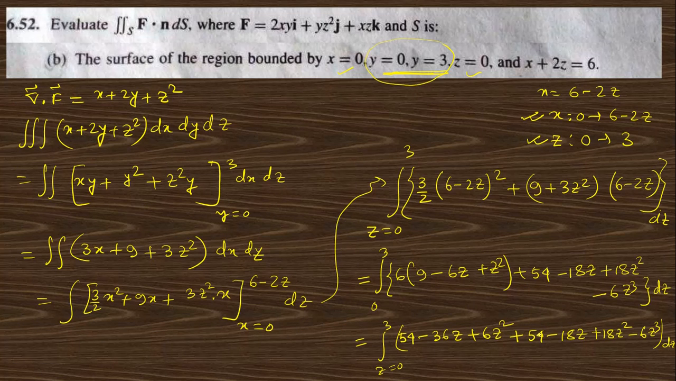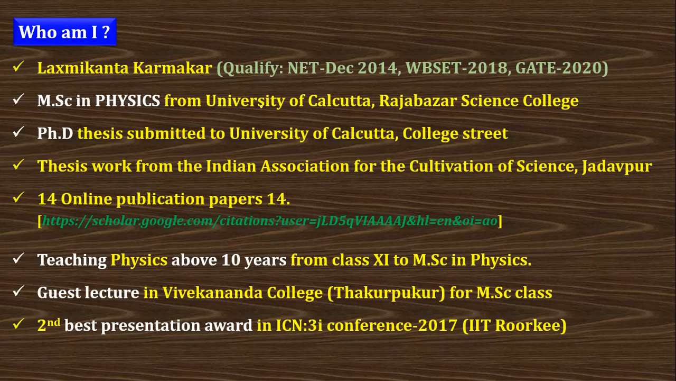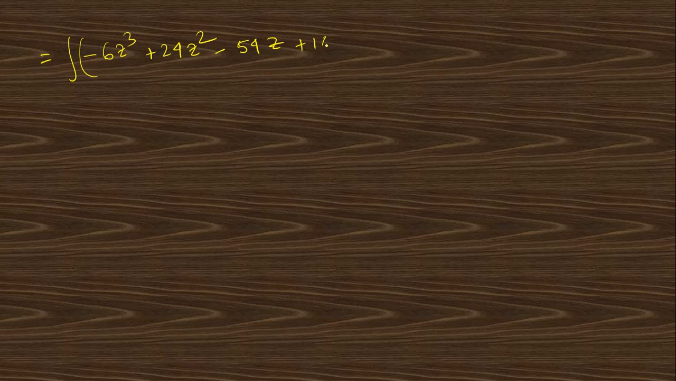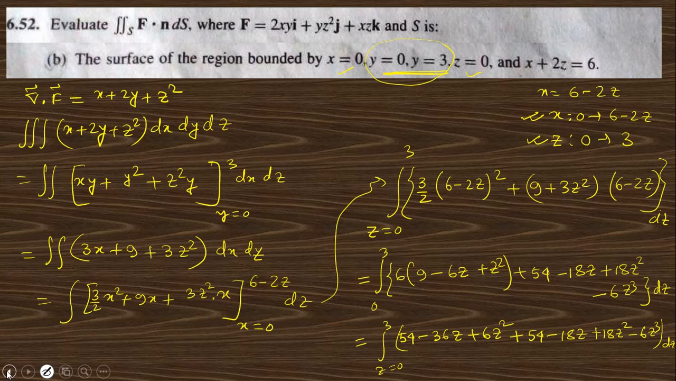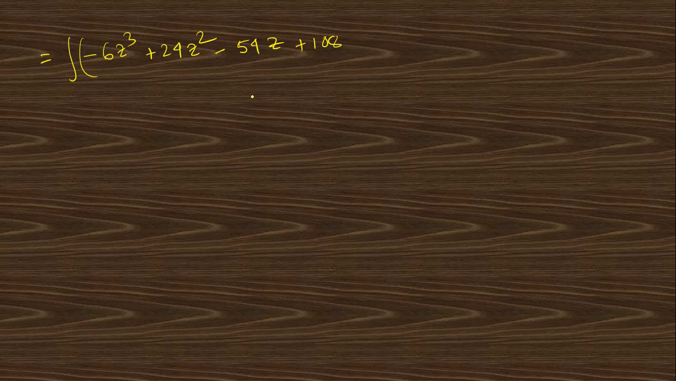54z, and the constants 54 and 54 make 108. Is this clear? 108, is it clear? That is z, and z goes from 0 to 3, z to the 4 by 4. So this is 3 by 2 z to the power 4, plus 8z cube, minus this will be written 2, and this is the 4, 27z square, and this will be 108z.